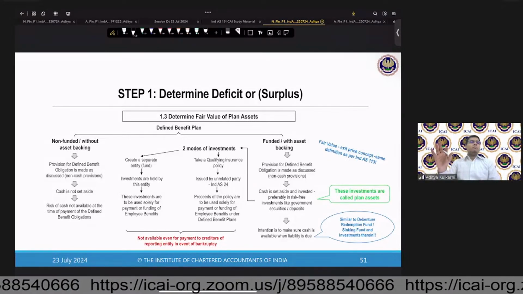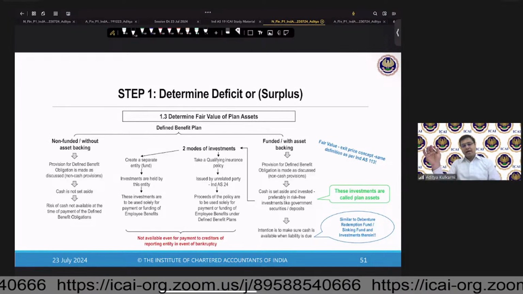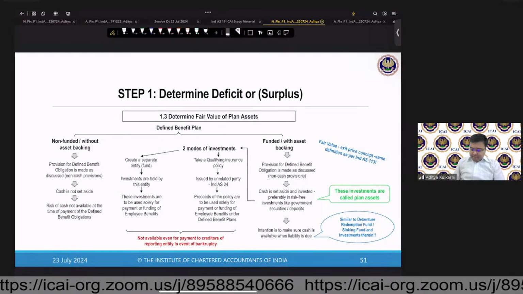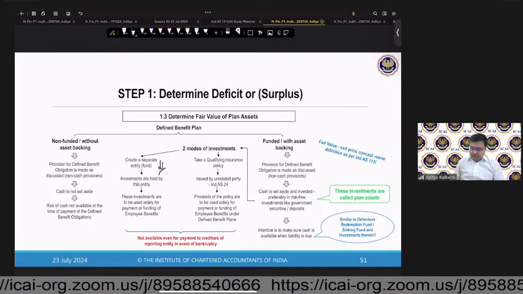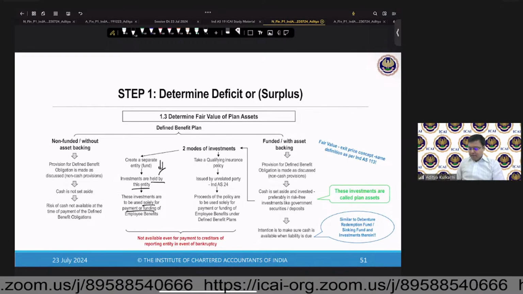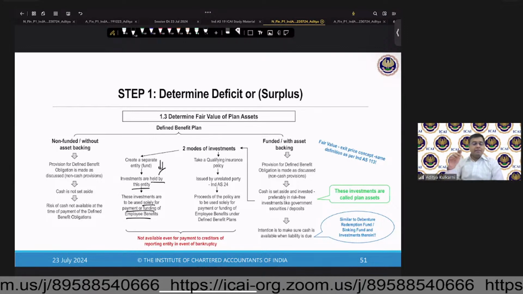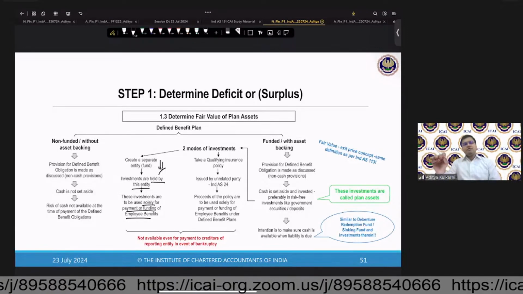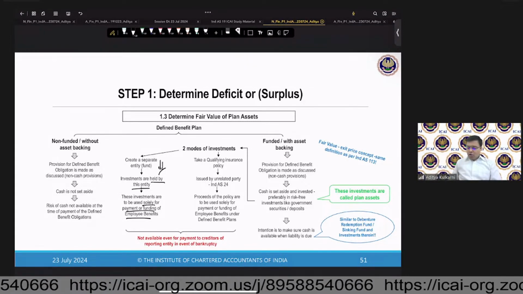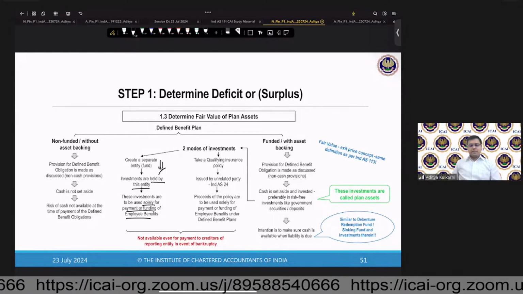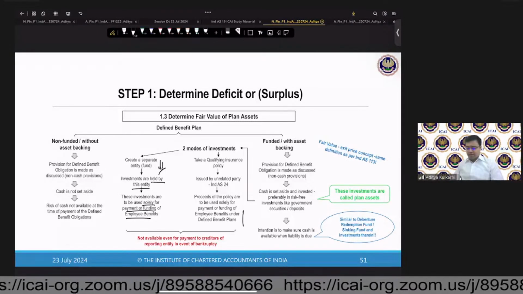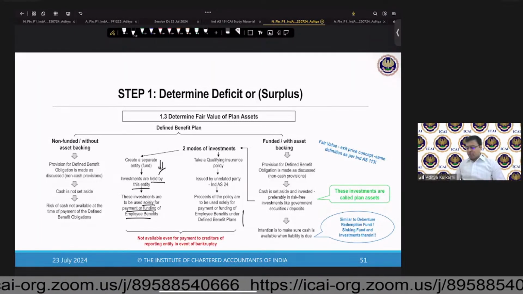Or you could have an obligation that is funded, that means it has asset backing. Now, how do I do the funding? Either I could create a separate fund, that means investments are held by that entity, and these investments are to be used solely for payment or funding of employee benefits. Even in the time of bankruptcy, these funds will be available only for employee payments and not for anything else. Or you could take a qualifying insurance policy, and the proceeds from the policy are to be used only for employee benefits under defined benefit plans. So this is the manner in which you can do the funding.